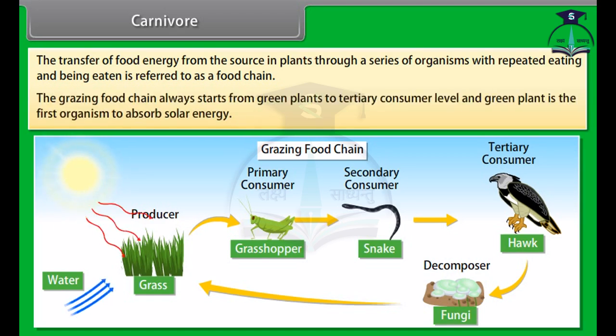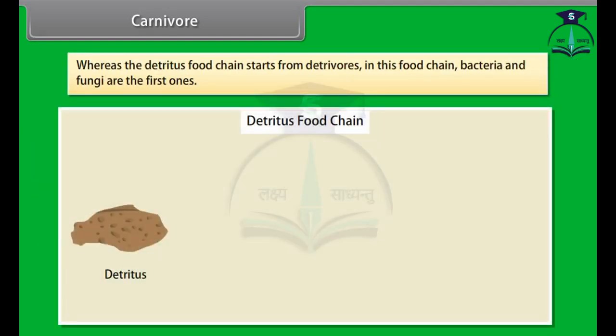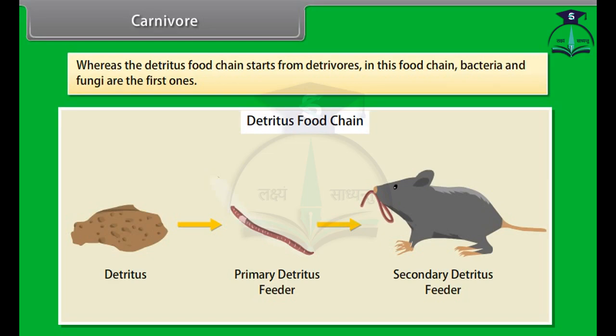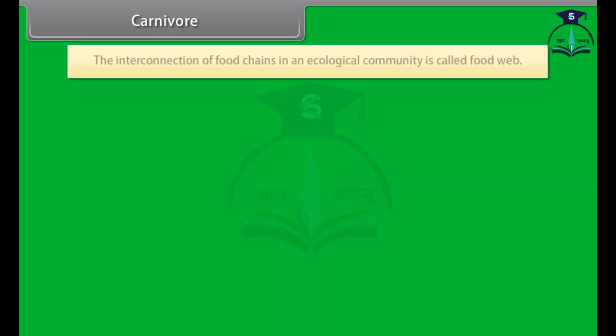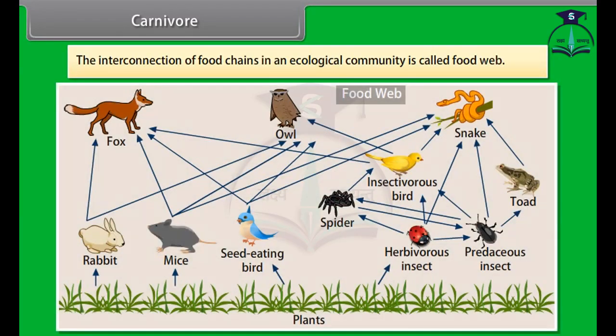The grazing food chain always starts from green plants to tertiary consumer level, and green plant is the first organism to absorb solar energy. Whereas the detritus food chain starts from detritivores, in this food chain, bacteria and fungi are the first ones. The interconnection of food chains in an ecological community is called food web.